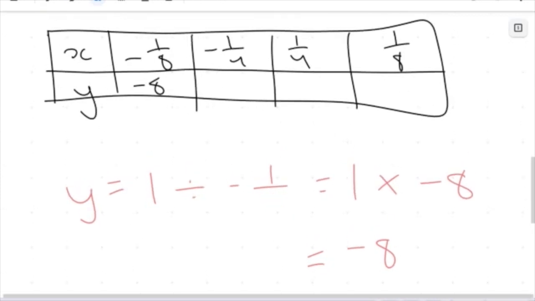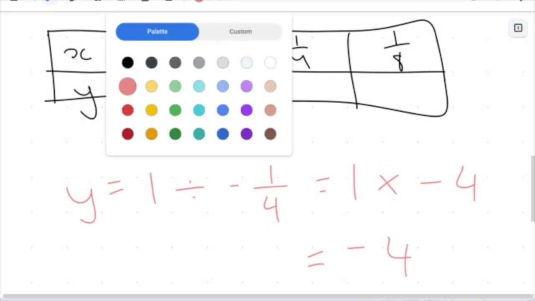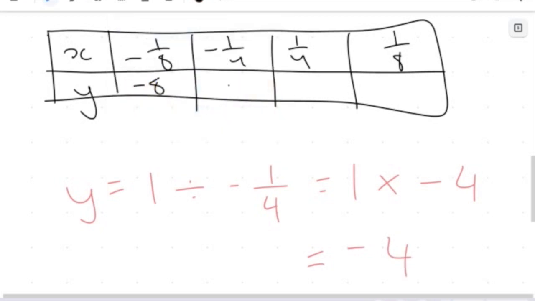Negative 1 over 4, let's just substitute in 4 for all of these 8s. So 1 divided by negative 1 over 4, that's the same as multiplying by the reciprocal of this fraction. That's like saying 1 times negative 4, or negative 4 over 1. But we remember, when we have something over 1, we can just write the number itself. And that gives me minus 4.